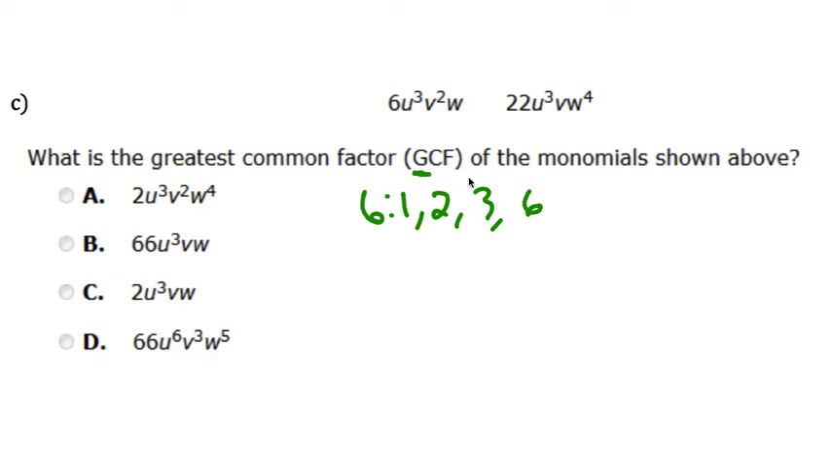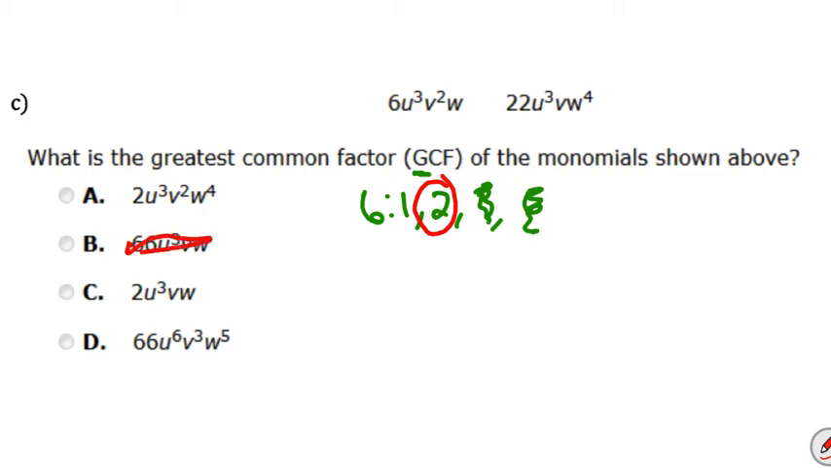Does 6 go into 22 evenly? Well, no. 6 goes into 24 evenly, but not 22. So 6 is out. How about 3? Does 3 go into 22 evenly? Well, no. 3 goes into 21, not 22, so 3 is out. So how about 2? Does 2 go into 22 evenly? Yes. 2 goes into 22 11 times, so we know that 2 would be the GCF. Okay, so this is another method, another way of finding a GCF, all right?